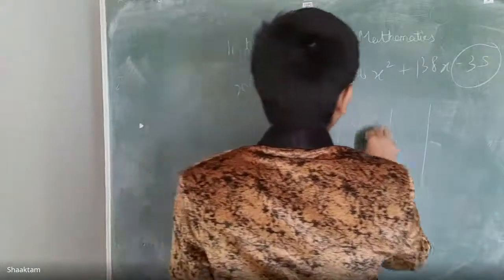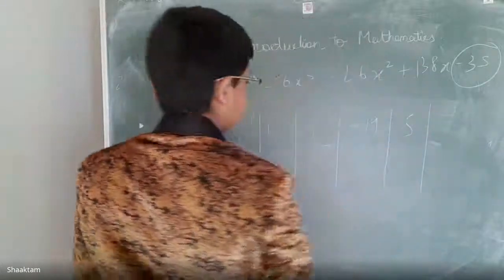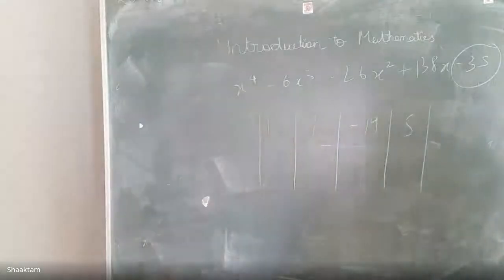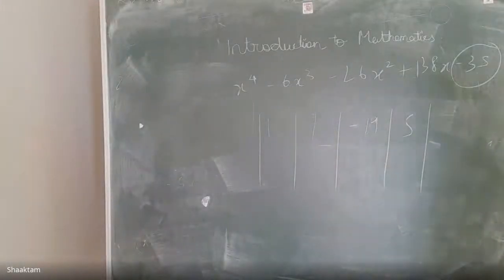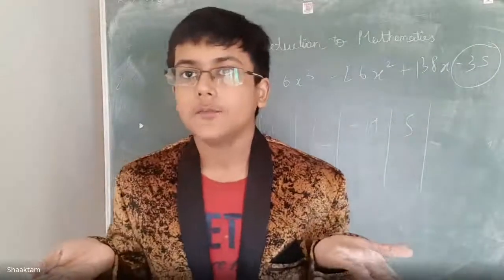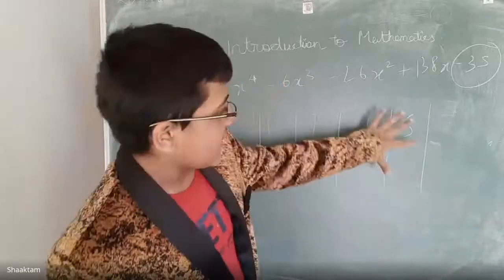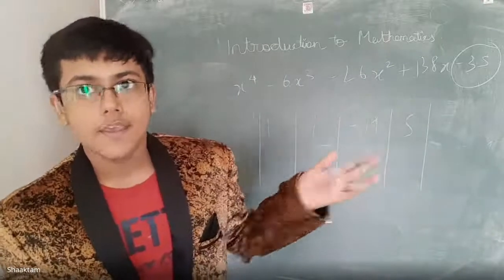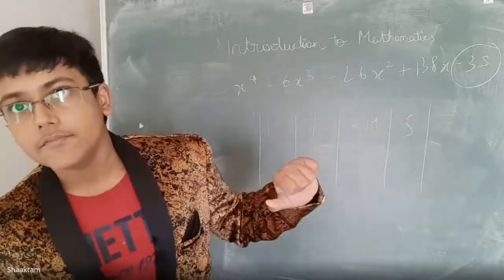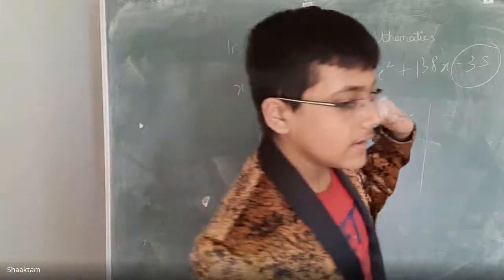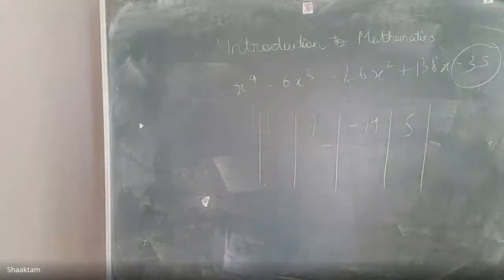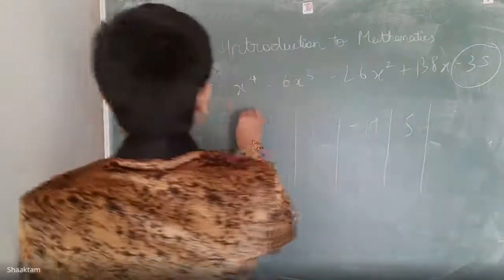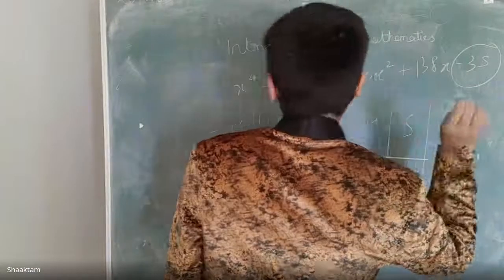1, 1, minus 19 and 5. Now what I do again is, see, factors of 1 plus 1 minus 1. So the factors of 5 will remain the same. The only factors of 5 will be 1 and 5. So say I take, what should I take? I'll take minus 5 over here and repeat what I did last time.